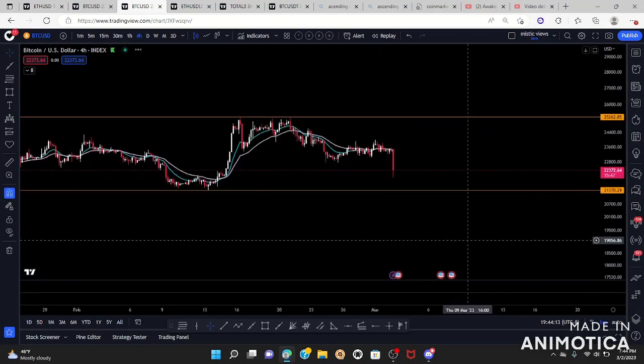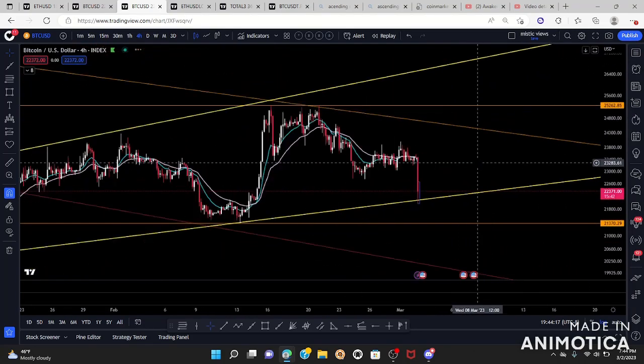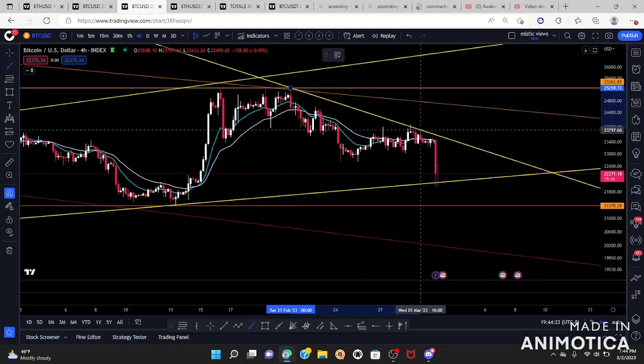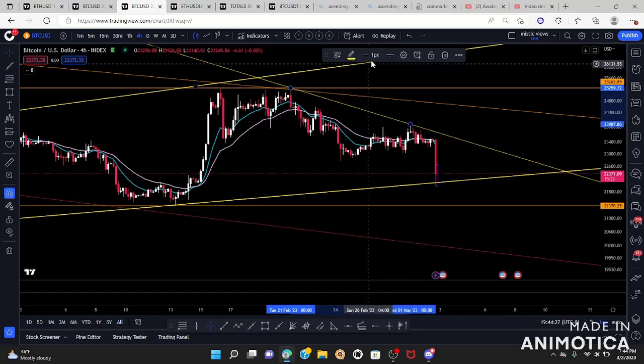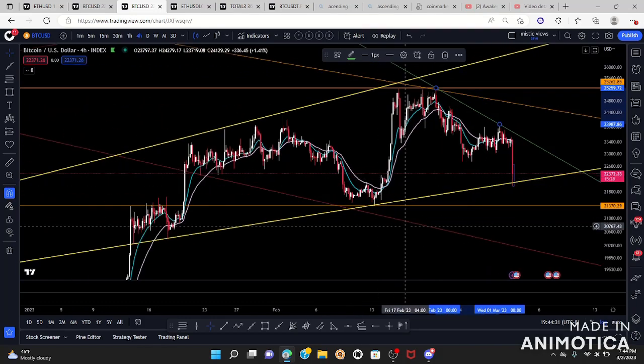So let's go into the 4 hours. 4-hour trend lines are critical for me. So let's draw some 4-hour trend lines here. Remember, one touch, two touches, and 4 hours are green.